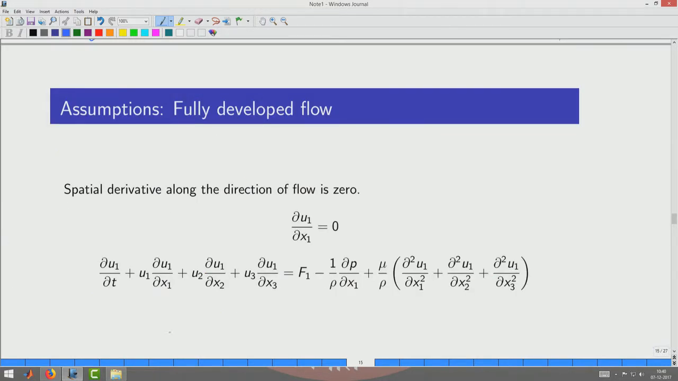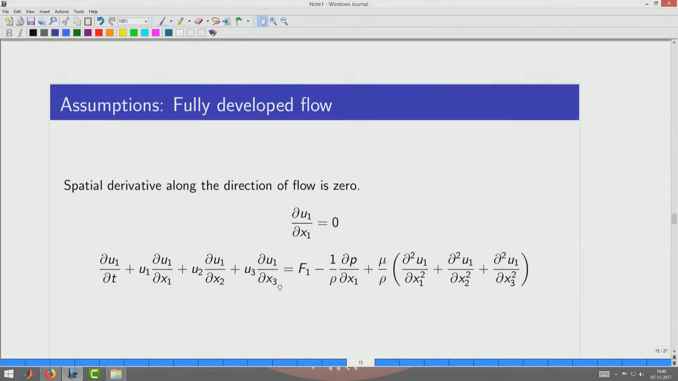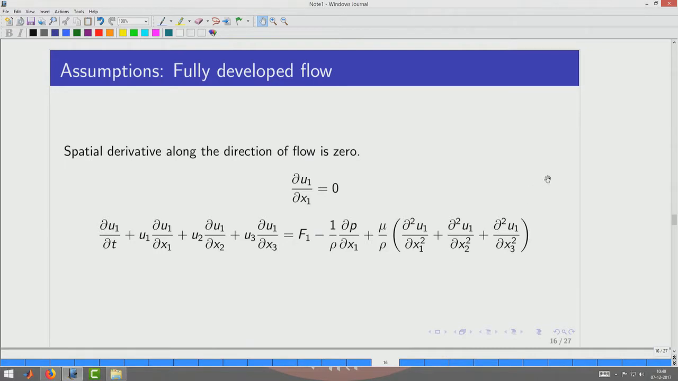Okay. Now, let us look at the other assumption, which is generally not discussed much in metallurgical textbooks, but it is an important assumption that has been made in most of the problems. That is, we assume that the flow is fully developed. Okay. So, what we mean by fully developed is that the spatial derivative along the direction of the flow is 0. So, it just means that if the velocity is along the x direction, then the spatial direction is x, whether it is dou u by dou x is 0.